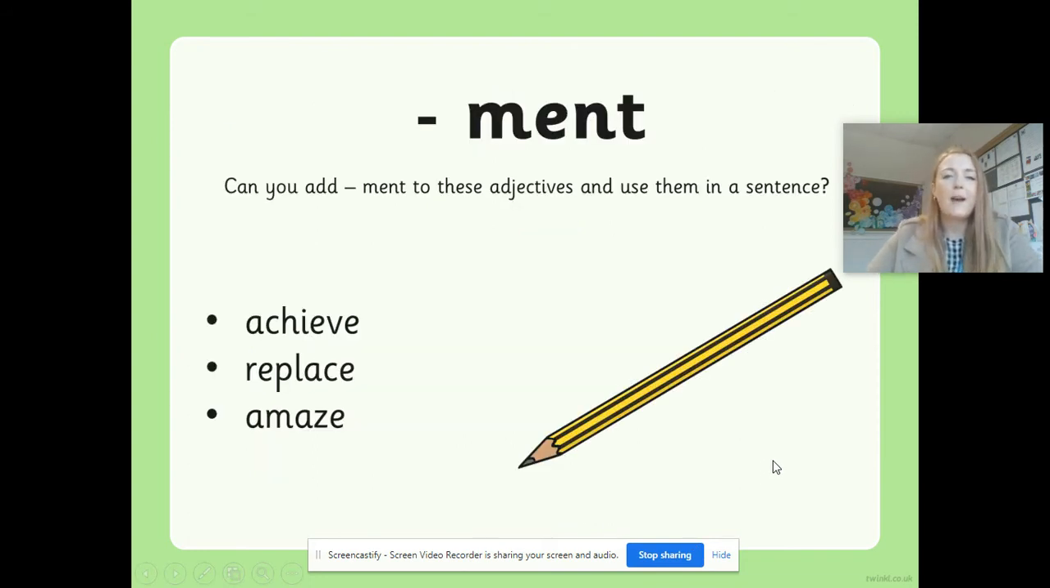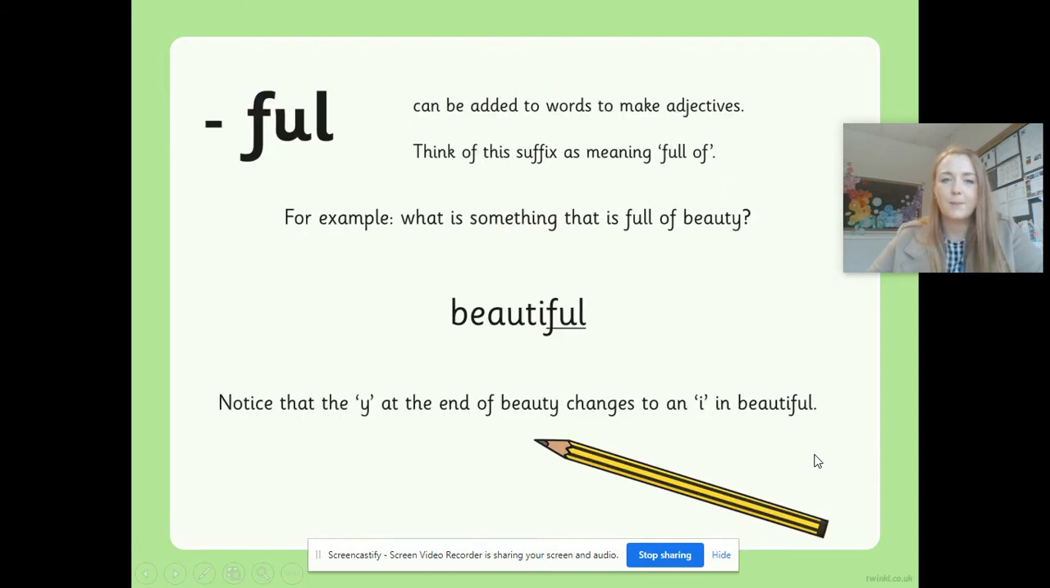So on your piece of paper, see if you can turn these adjectives, add ment to the adjectives, and use them in a sentence. So we have achieve, what will that become? That's right, achievement, replace, replacement, and amazement. Okay, have a go at those words.